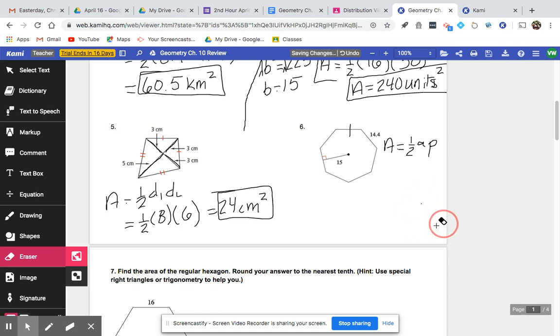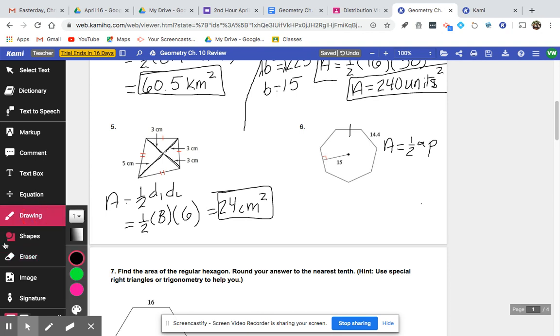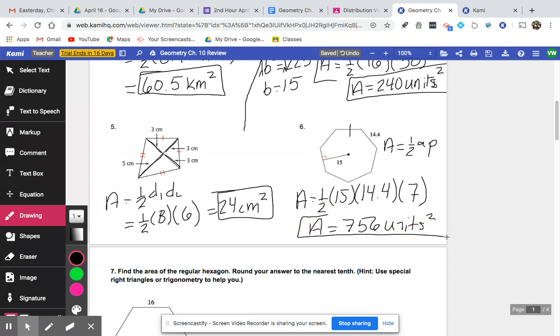Okay, I need all of this gone. Go back to my drawing tool, maybe. There we go. 1/2 times 15 times 14.4 times 7, because there are 7 sides. 14.4 times 7 will give us our perimeter. Multiply everything together, and you should get 756. And again, we don't have units, so I'm just going to specifically write units squared.